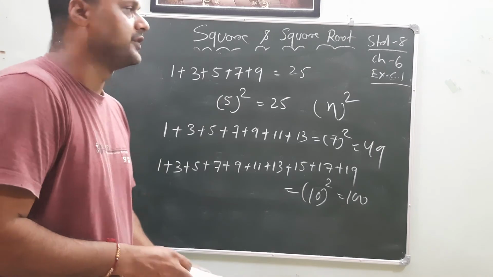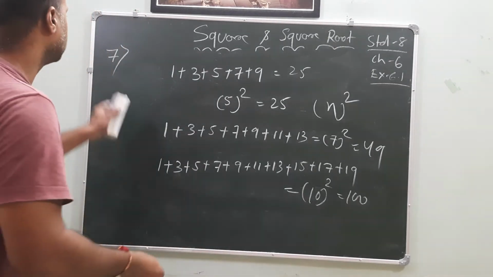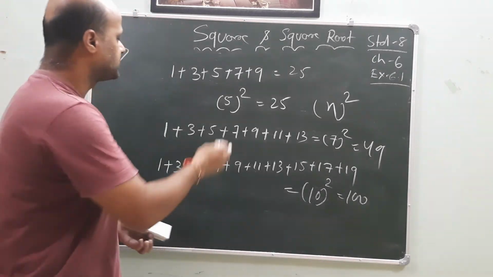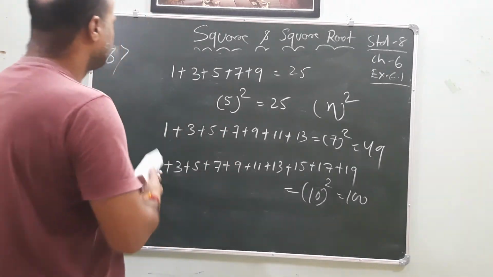Good. Very good, my dear friends. Let's go to the another one. What is that? 8th number. The reverse of 8 number is 7 number is 8 number. Means what?